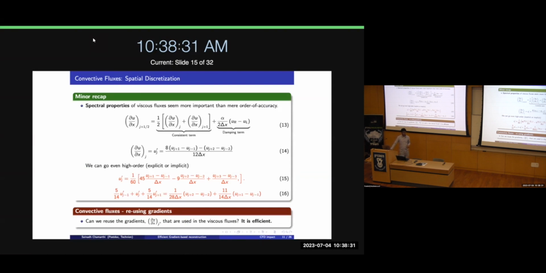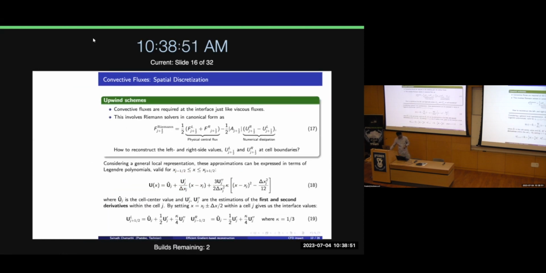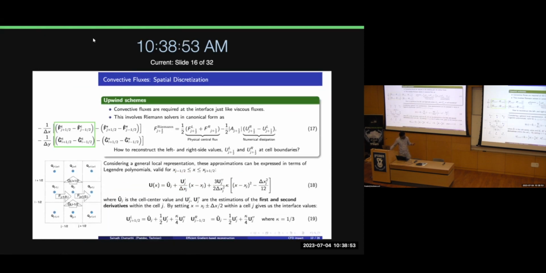Now, the key question is, I'm computing these gradients, ∂U/∂x, ∂T/∂x, all those things. Can I reuse them anywhere else? Because it'll be efficient: I compute them once and I use them in so many places. So how do I reuse them in the convective fluxes?